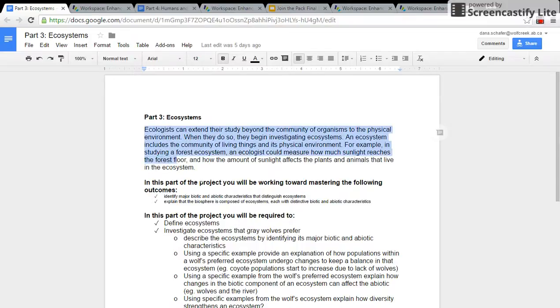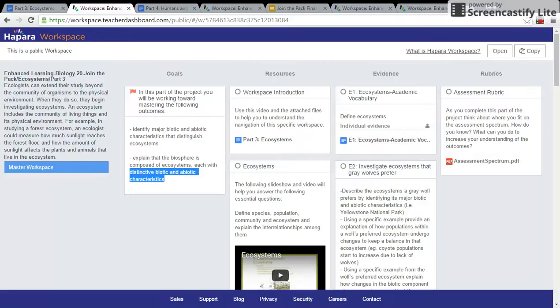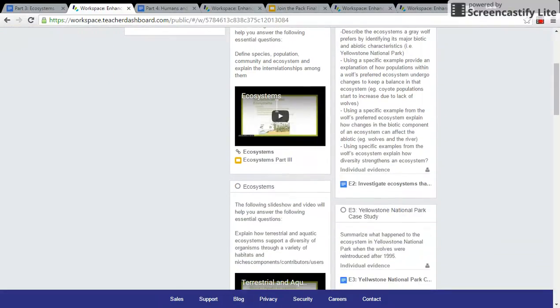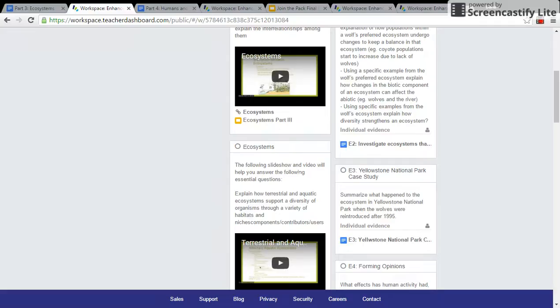Make sure you read that preamble. There's some hidden nuggets, some stuff that might help you answer some questions later in the project. And then every bullet point is going to correspond to one of these pieces of evidence that you need to do. I've included a couple videos here that go over a little bit about ecosystems, terrestrial versus aquatic, and just kind of some of the characteristics.